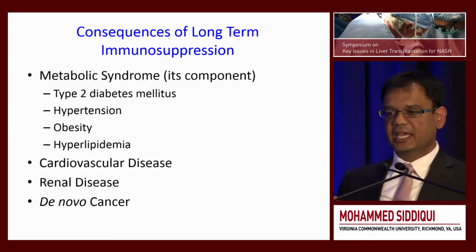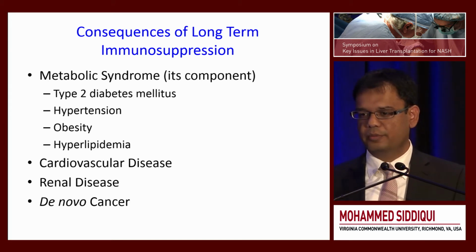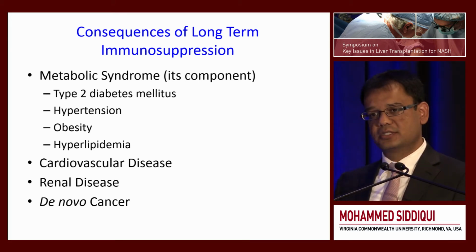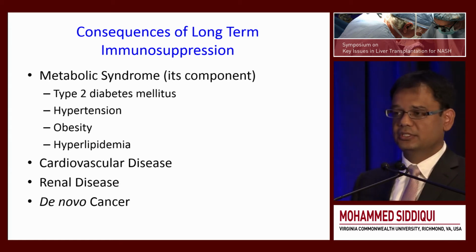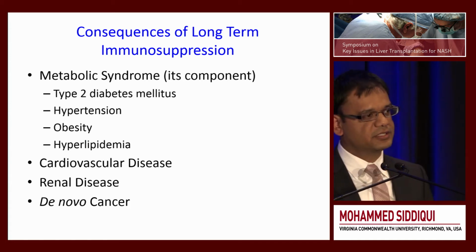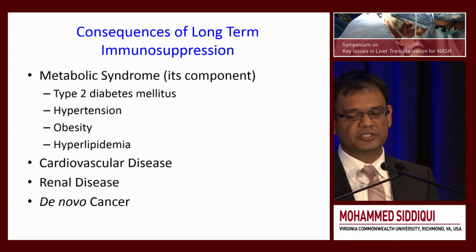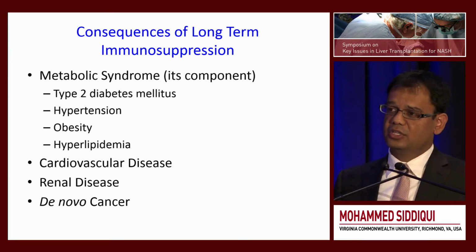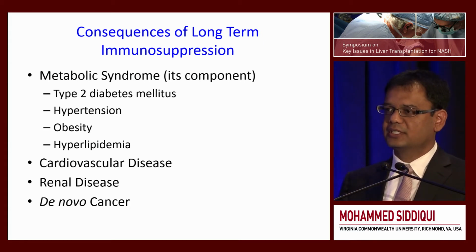Now, you can break down the consequences of long-term immunosuppression into 4 major categories. There are metabolic complications, which include type 2 diabetes, hypertension, obesity, hyperlipidemia. That's important because it leads into cardiovascular disease. There's risk of renal disease, chronic renal insufficiency in liver transplant recipients who were transplanted for NASH, and de novo malignancy. I'm not going to really focus on malignancy because each one of these is a significant talk, and with limited time, I'm going to focus on metabolic syndrome, cardiovascular disease, and renal disease.